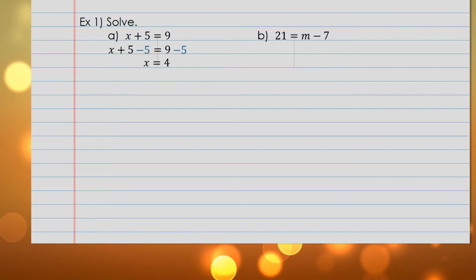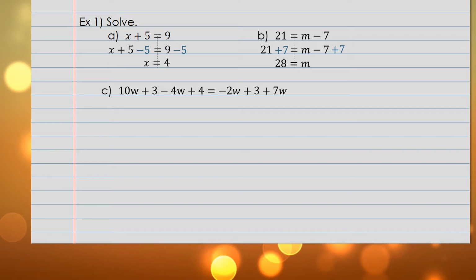So what is the opposite operation of minusing 7? Well, that would be to add 7. We must add 7 on the right side as long as we do it to the left side as well. And so negative 7 plus 7 cancels, leaving you with m, and we know 21 plus 7 is 28. So that would be your solution.